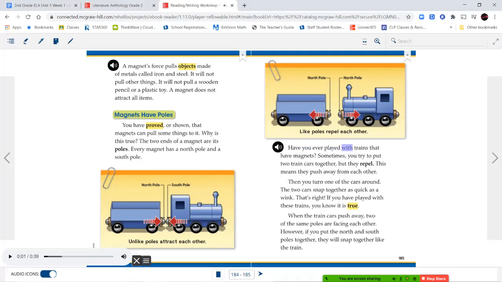Have you ever played with trains that have magnets? Sometimes you try to put two train cars together, but they repel. This means they push away from each other. Then you turn one of the cars around. The two cars snap together as quick as a wink. That's right. If you have played with these trains, you know it is true. When the train cars push away, two of the same poles are facing each other. However, if you put the north and south poles together, they will snap together like the train. Like poles repel each other.